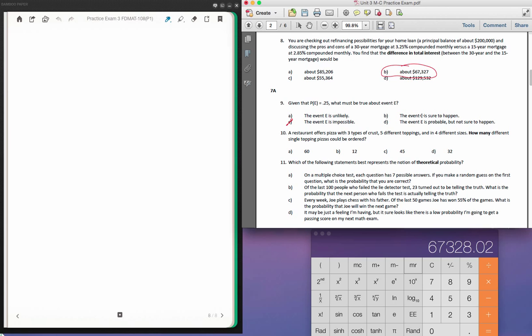The event E is sure to happen. Well, that would be high. You need like 0.8 or higher. The event E is probable but not sure to happen. That would be around 0.6, 0.7. So obviously A is the correct answer in this case.